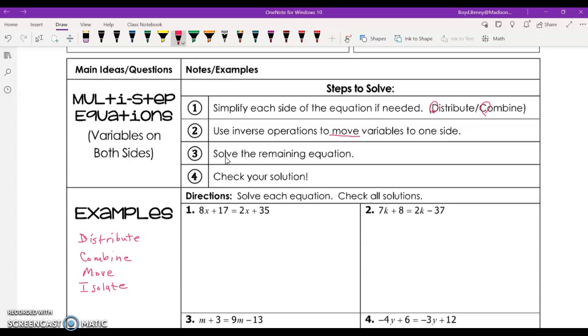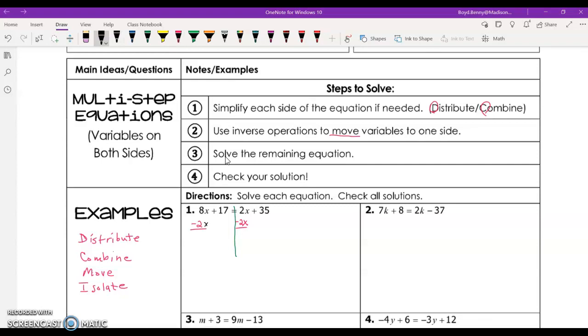So let's go ahead and take a look at this first example. In this first example, after I draw my line at the equal sign, I notice that I have variables on both sides. So I don't have any distribution to do. I don't have to combine any like terms. But I do have to move this 2x over here with this 8x so that I can isolate the variable. So first step I'm going to do is subtract the 2x. Now the reason I subtract 2x instead of 8x is because I always choose the smaller one. So I'm going to subtract 2x from both sides because that's the smaller variable.